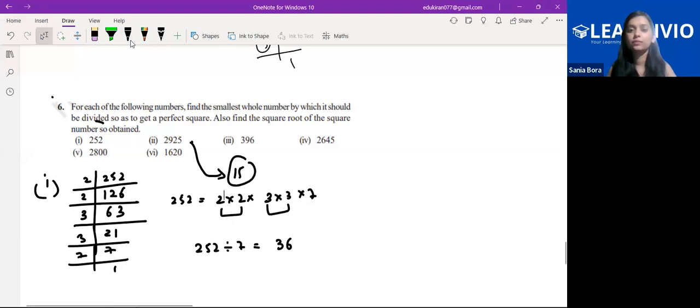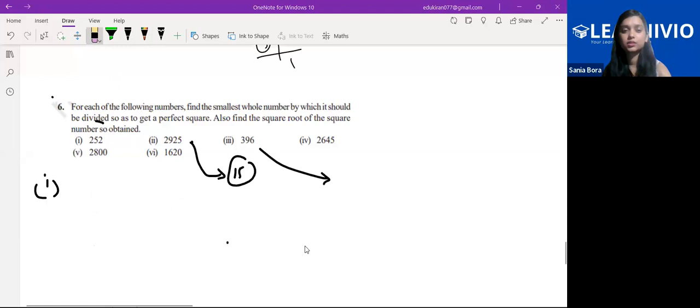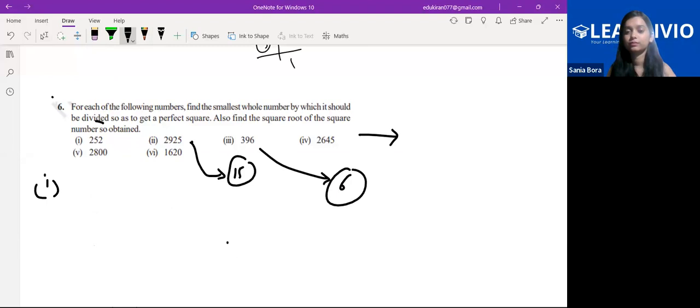Now this third one. Sindhu, you tell me the third one. I got 6. Others? Same answer. Yes, so the answer is 6. Now the fourth one, Gauri. Ma'am, for the fourth one, I got 23. Okay, everybody got 23? Same answer.